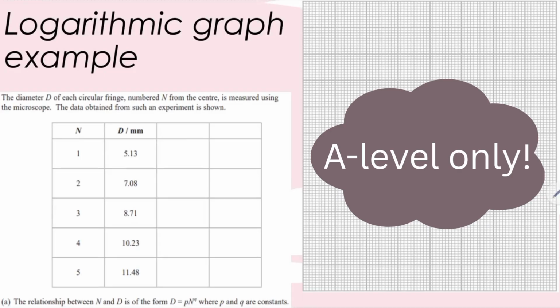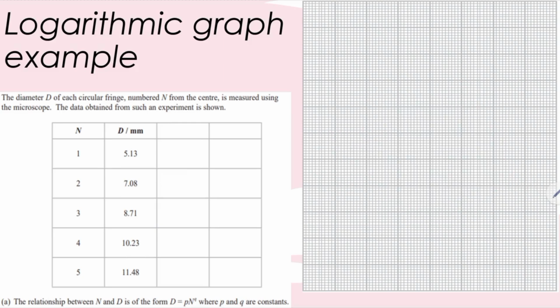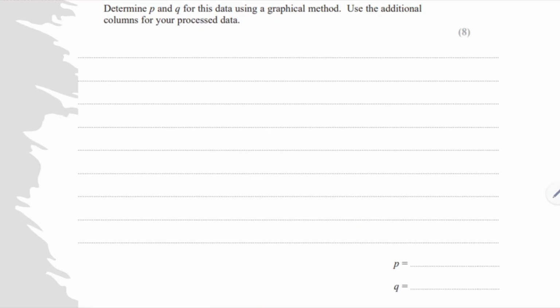So now we are going to be going over the next example, which is a logarithmic graph example, where it states that the relationship between n and d is in the form of d equals p n to the power of q, where p and q are constants. And the question is, determine p and q for this data using a graphical method. Use the additional columns for your process data.